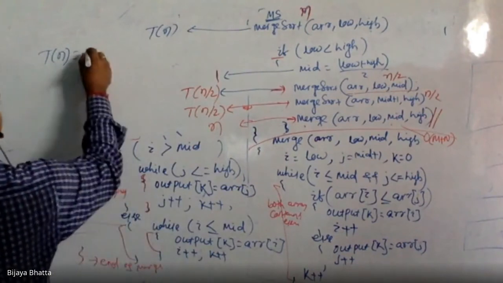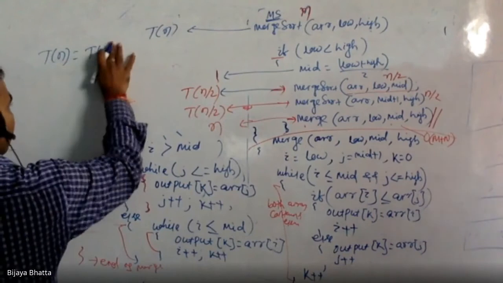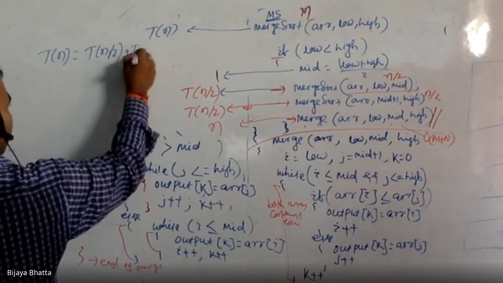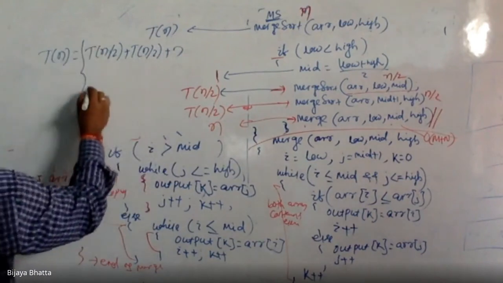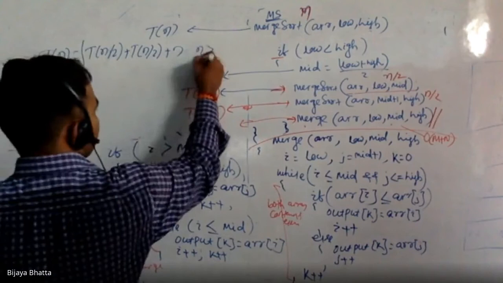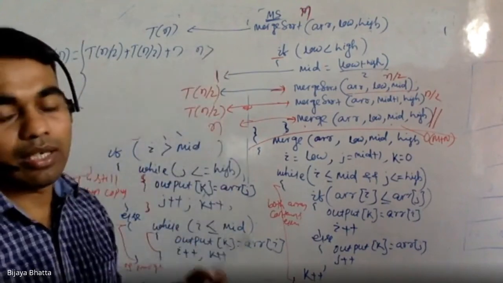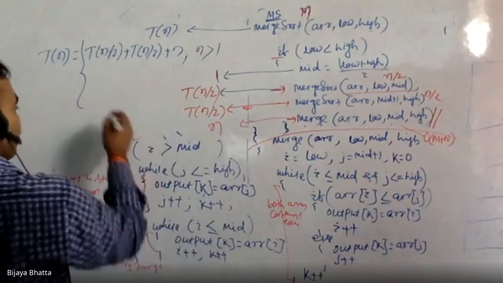So T of n equals T of n by 2 plus T of n by 2 plus n, if n is greater than 1. That's what I'm writing. And if n equals 1, what will be the time complexity?